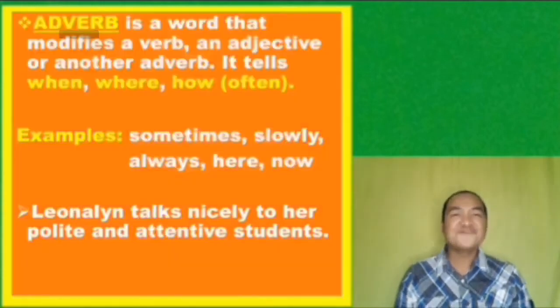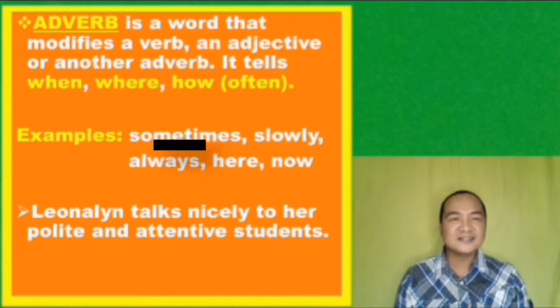Okay? Adverb. Adverb is a word that modifies a verb, an adjective, or another adverb. It tells when, where, how, or how often. Examples are sometimes, slowly, always, here, now. Let's go back to our example sentence. Leonaline talks nicely to her polite and attentive students.